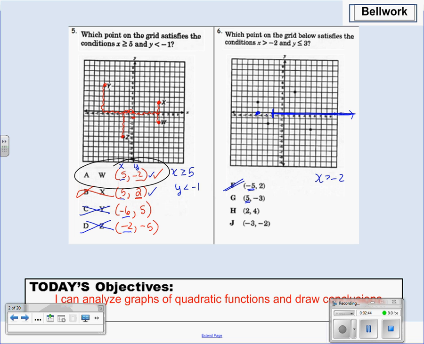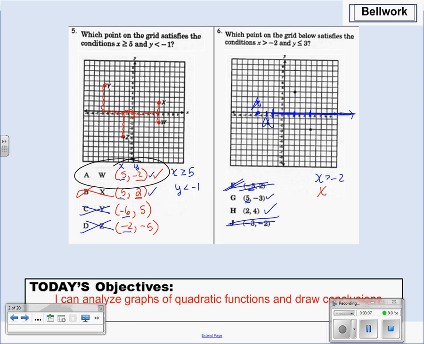G says 5. On my axes, there's 5. It is possible. It is bigger than -2. H, the x coordinate is 2. It is bigger than -2. J, the x coordinate is -3. That is not bigger than -2, and so J is out. So we've gotten rid of these 2 points using our x value.